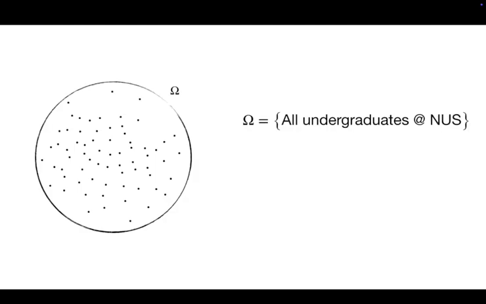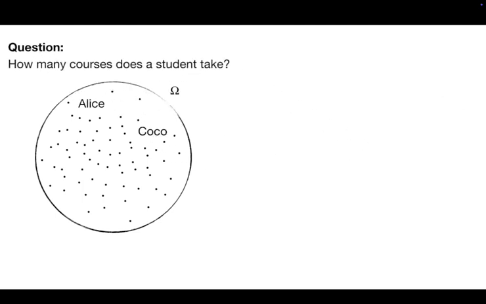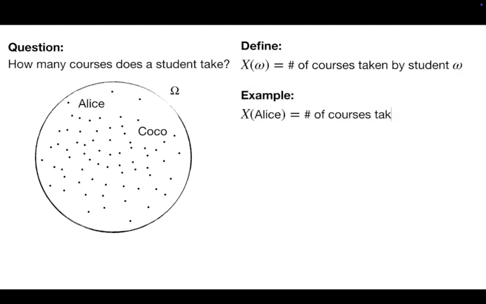Imagine a population, say capital Omega, is all the undergraduates at the US, including Alice and Coco. And we shall use a small omega to represent one particular student. For a question like, how many courses does a student take? In probability, we can define a random variable, X, that maps each individual to the number of courses he takes. For example, X of Alice is the number of courses taken by Alice.